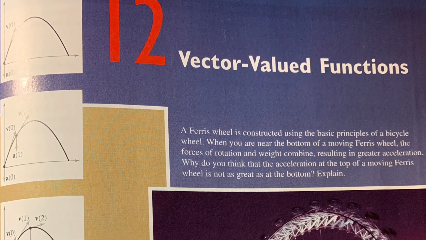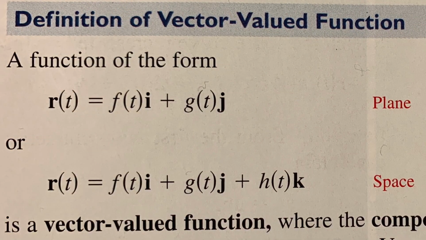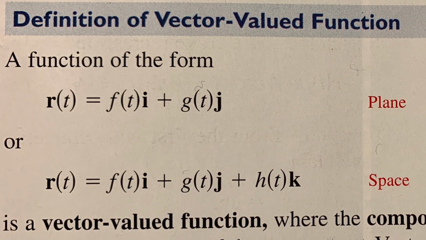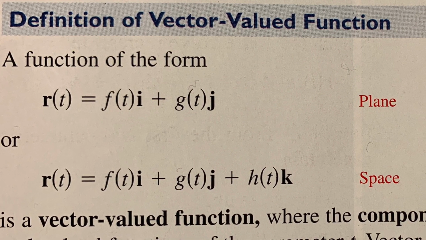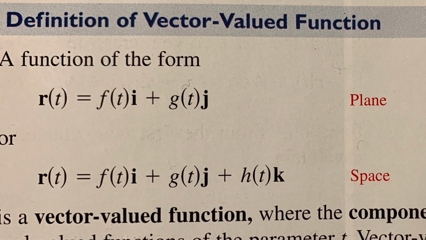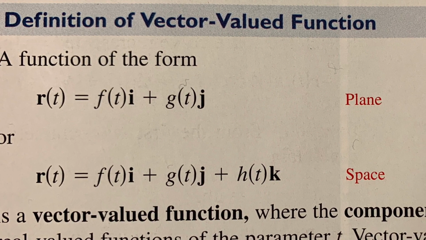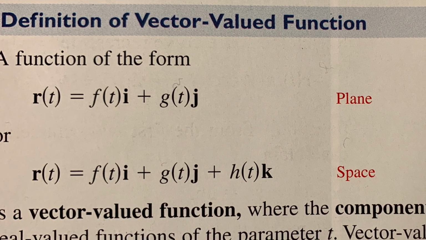Welcome everybody to chapter 12, vector valued functions. In the previous chapters, we learned that a space curve was defined as the set of ordered points (f(t), g(t), h(t)), together with their defining parametric equations x = f(t), y = g(t), and z = h(t).